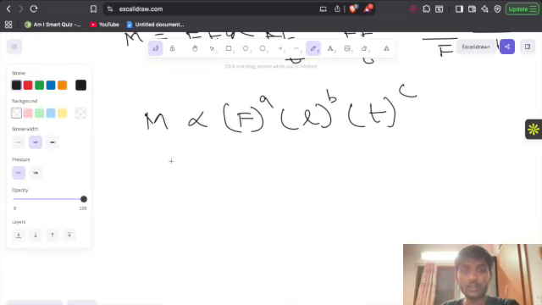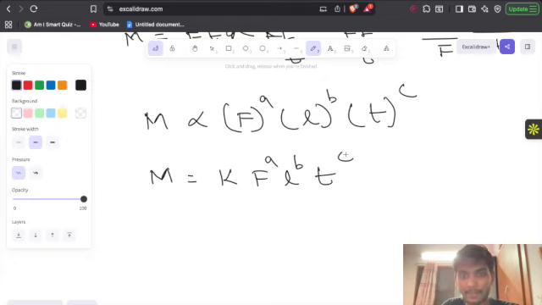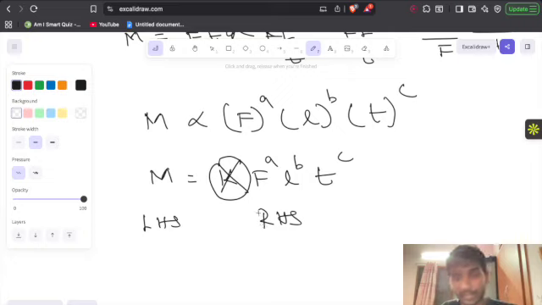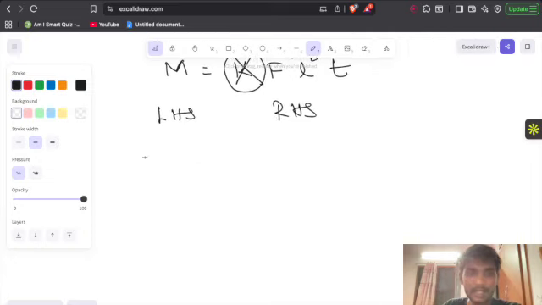So now in order to remove this proportional symbol, I can just add a proportionality constant, which is K. So then I will have F power A, L power B, T power C. I don't consider constants for the purpose of dimensional analysis, so I can remove this. On the left hand side you have mass, and on the right hand side you have these quantities. In the left hand side, the dimension can be represented as M power 1, L power 0, and T power 0, since L power 0 and T power 0 is 1, which is equal to, I'll write the force dimension.